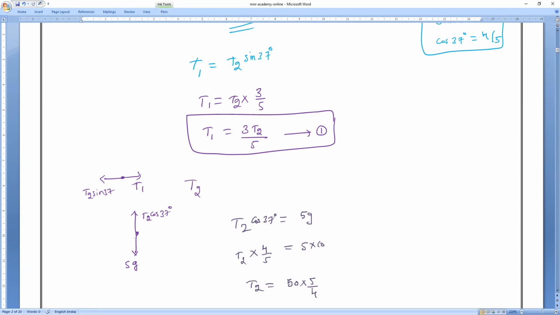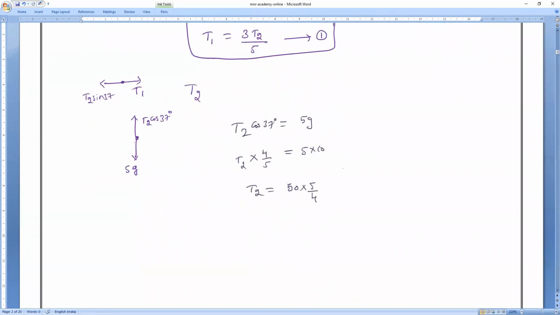Yeah, that is what you have to remember. So now you tell me what the answer will come. T2 is equals to 250 by 4. Am I right or wrong? So tension is equals to 62.5, 62.5 newtons.